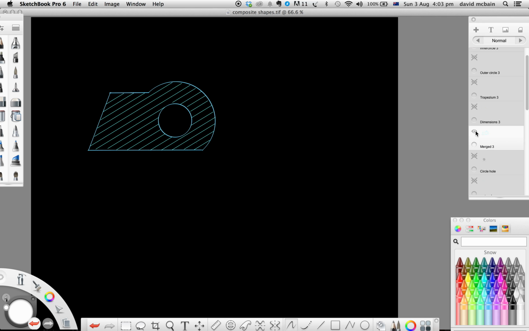There's our shape. We have to work out the area that's shaded. Notice there's a hole punched in the middle.